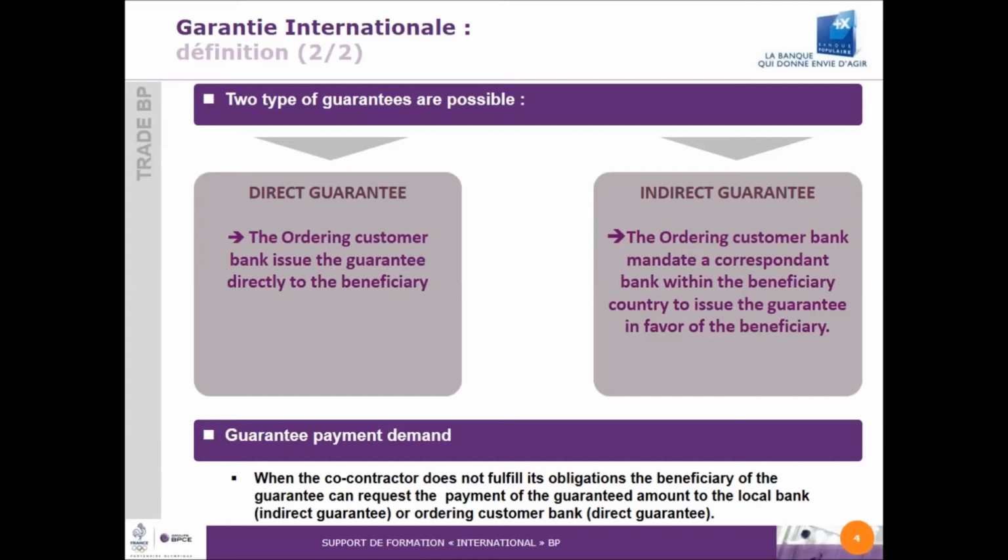So how is a guarantee payment demand made? It's when the co-contractor does not fulfill its obligations. The beneficiary of the guarantee requests the payment of the guaranteed amount from the bank that has issued the guarantee. In case of an indirect guarantee, the demand will be made to the local bank. And in case of a direct guarantee, it will be made to the export company's bank.